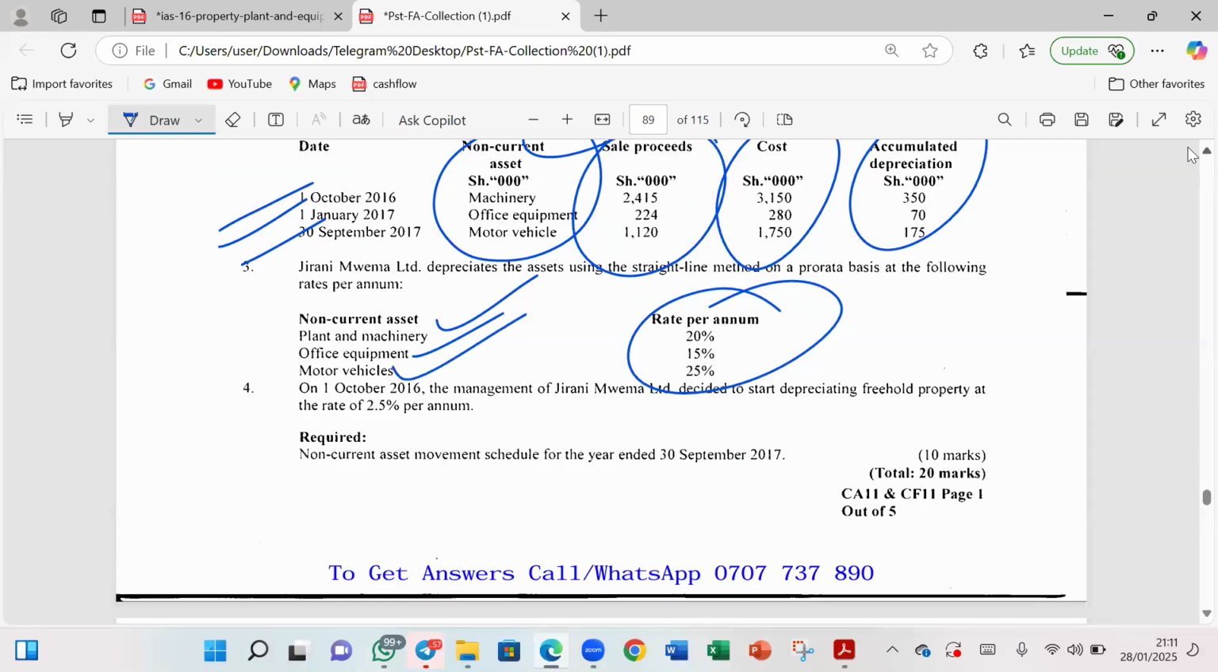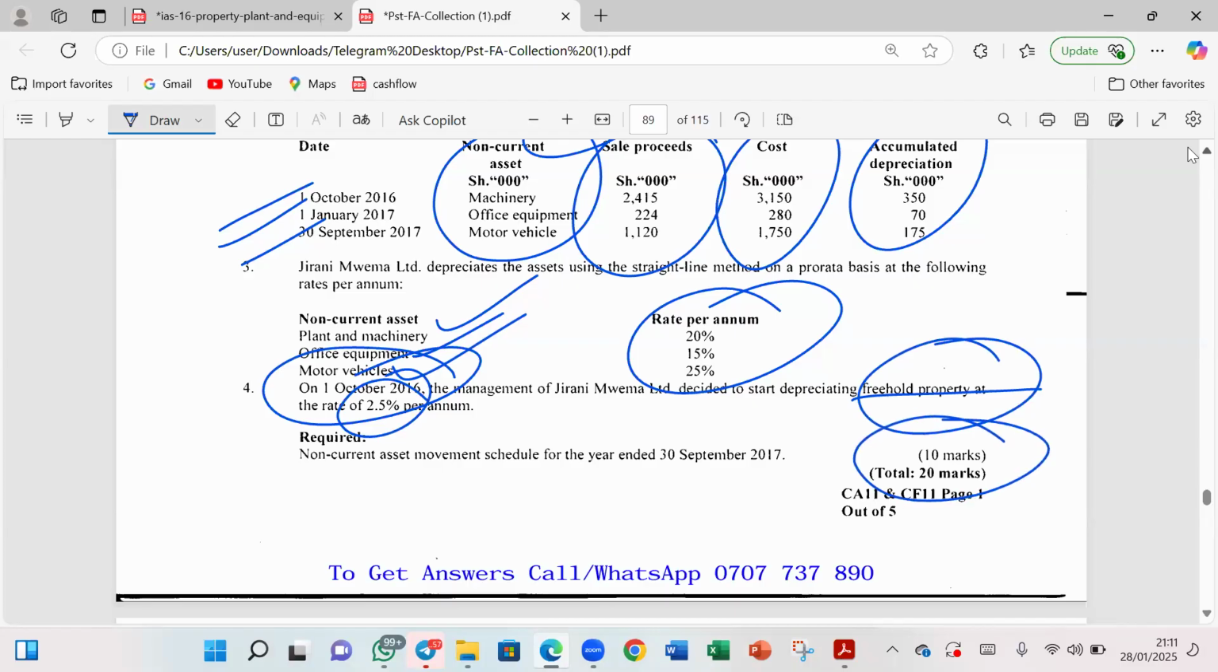Then on October 1st, 2016, freehold did not have any depreciation rate, but from 1st October 2016, the rate became 2.5%. Required, 10 marks: non-current movement schedule.